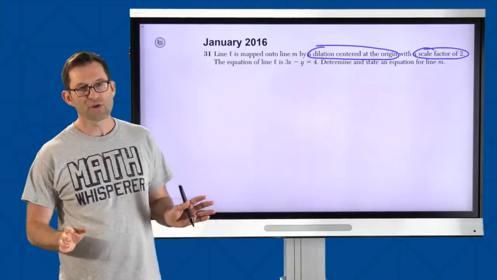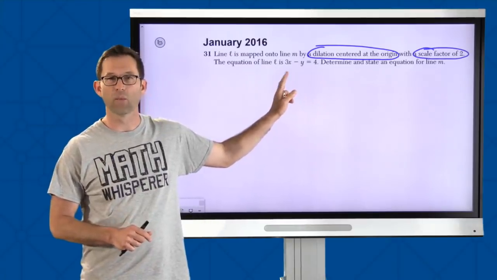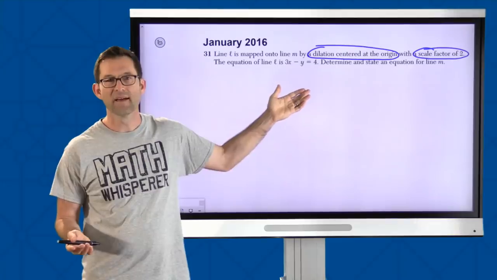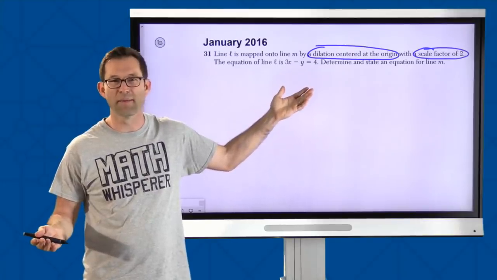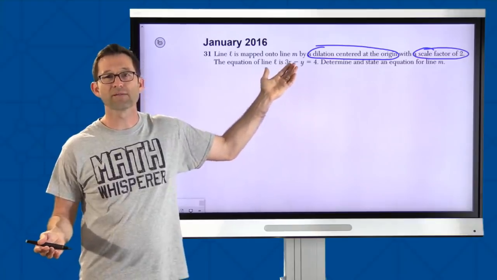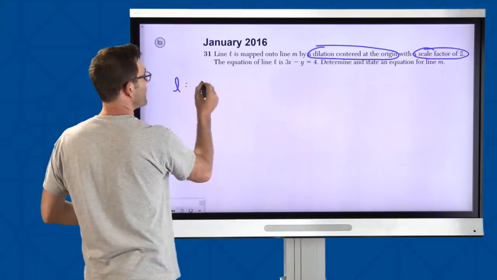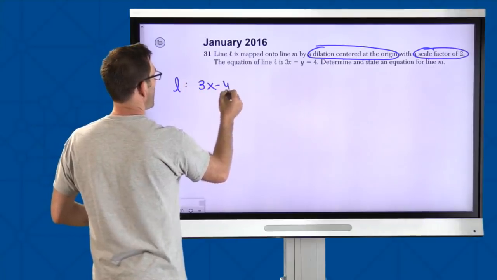All right, so to begin with, I want to get just a little bit of a better sense for the line that we're beginning with, and they had to be obnoxious, didn't they? They could have given it to us in y equals mx plus b form, but they didn't. They chose to write it as 3x minus y equals 4. I'm going to write that line right here. 3x minus y equals 4.